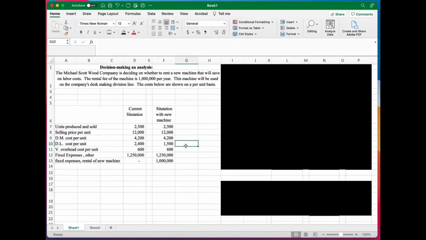Now look at direct labor costs per unit. We could see that the current situation shows that our direct labor costs per unit are $2,400.